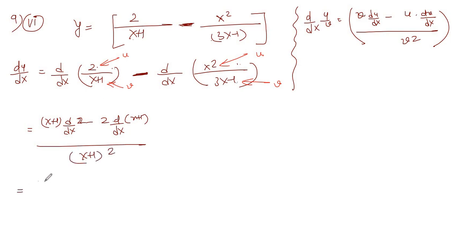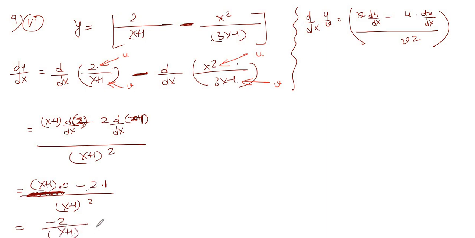We are solving this first. So x plus 1, what is the derivative of 2? 0, because it is a constant. Minus 2, what is the derivative of x? It is 1. And what is the derivative of 1? 0. I am not writing it. By 1 plus 0 is 1 only. X plus 1 square. So what will it be? Look here carefully, anything into 0 is 0 only, correct? Anything into 0 is 0. Minus 2 by, this I am not writing because it is gone, by x plus 1 square. So this is done. The first part is done.